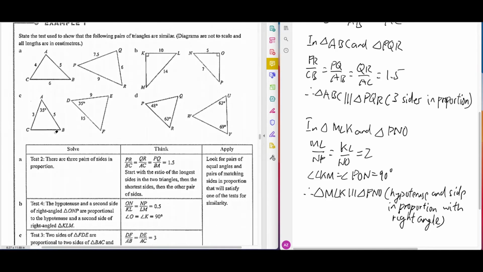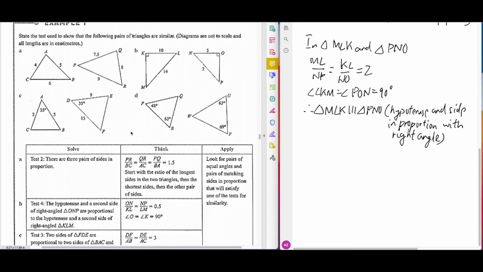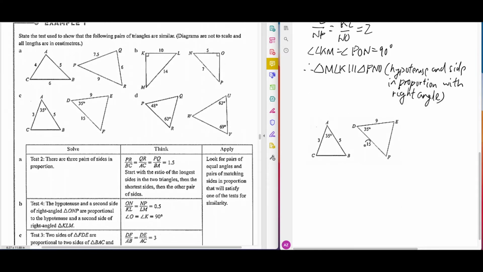And then for C, if you want to work out the ratio of the two sides, I'm going to pick the larger one first. When you do these questions, it's always good to pick the larger triangle first and start with the largest sides of each triangle. So the largest side of each triangle is what? 15 and 5. And then the next biggest side is 9 and 3, right? So the ratio of 15 divided by 5 is going to be 3, and 9 divided by 3 gives you 3, right?